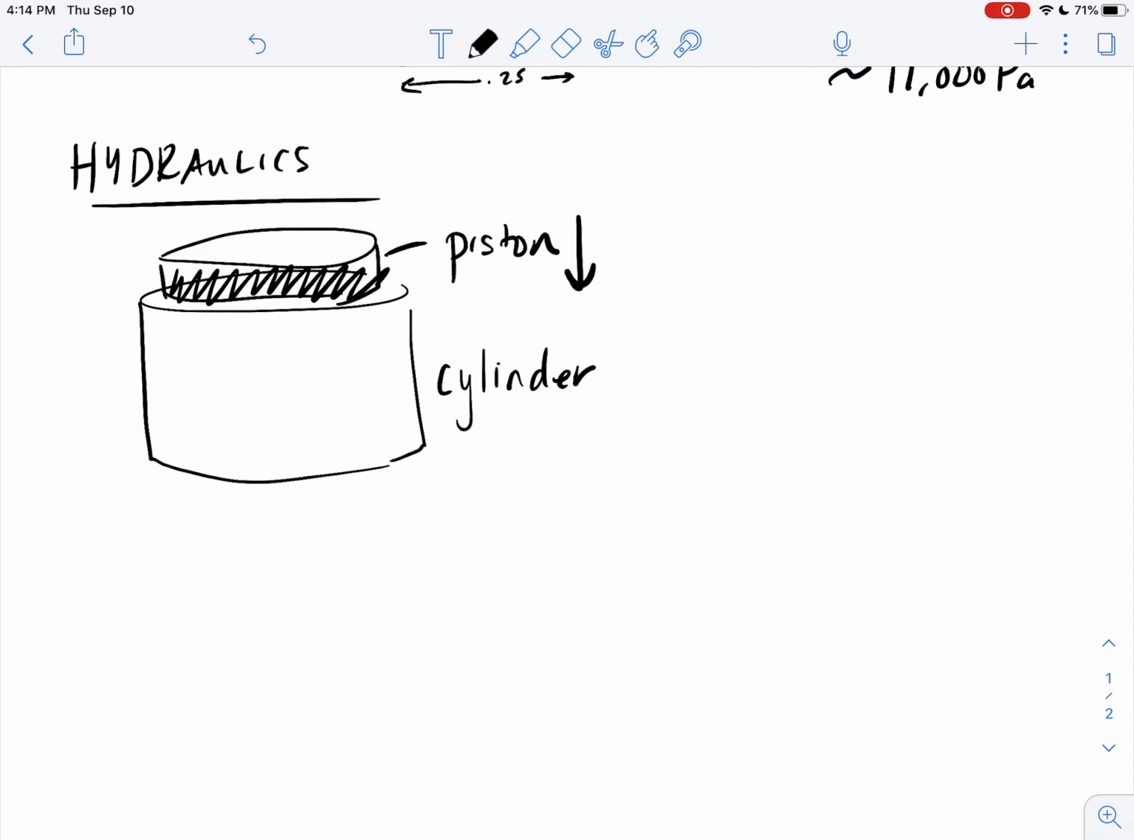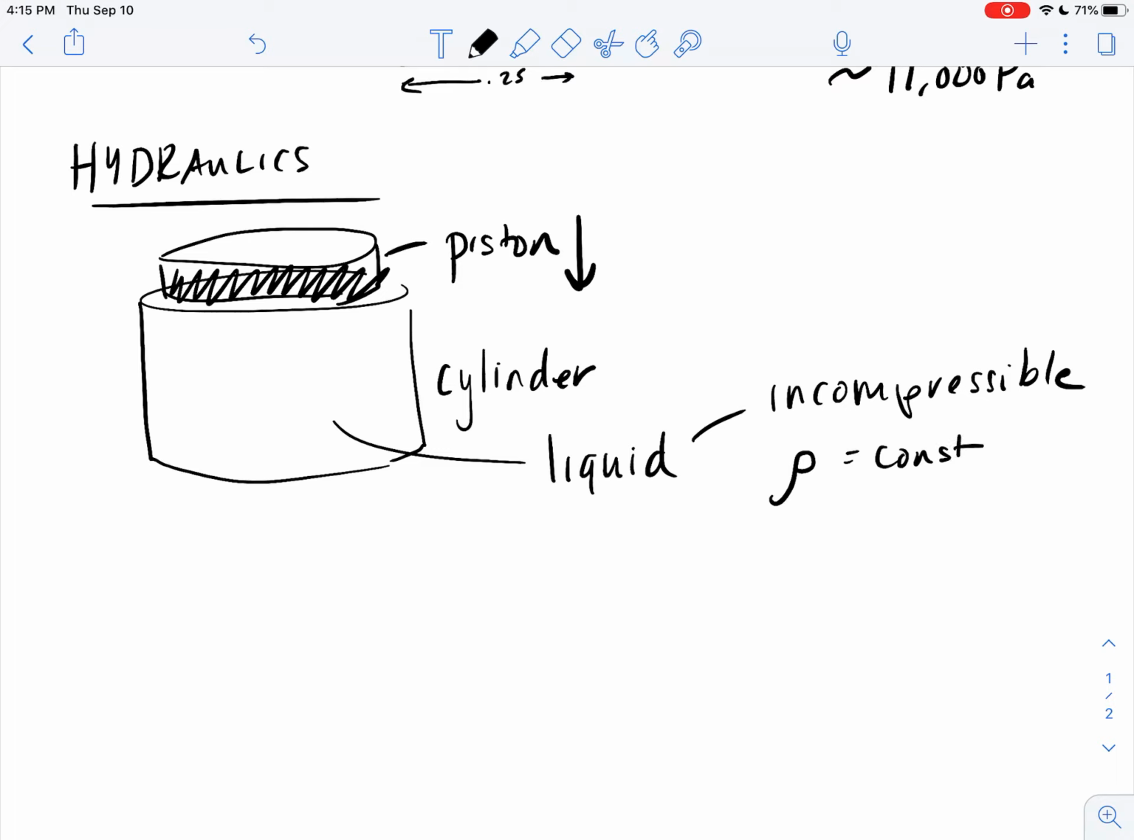Later on, we're going to study thermodynamics, and we'll be talking about gas inside of a piston. But for right now, we're going to assume that the piston has liquid inside of it, and that liquid is incompressible, which means that the density is constant. In other words, the density doesn't go up when the liquid is compressed. Now, in reality, that is kind of an invalid assumption. Like at the bottom of the ocean, the density increases with depth. But since this is an introductory course, we are going to keep it simple and assume that density is constant.